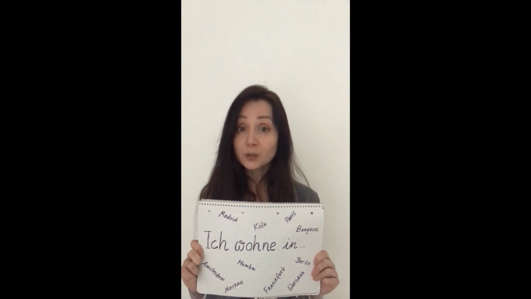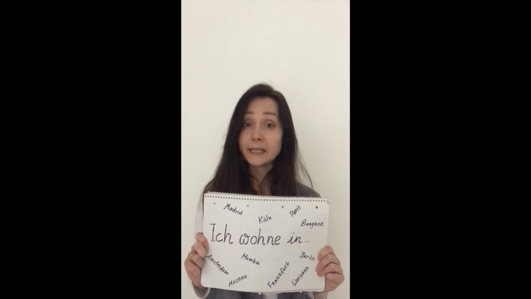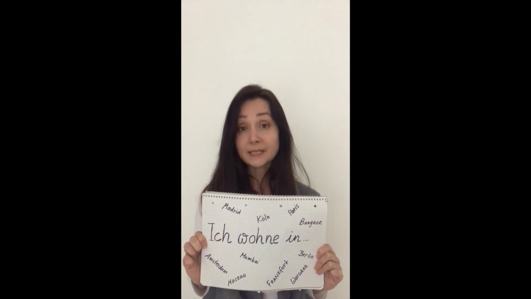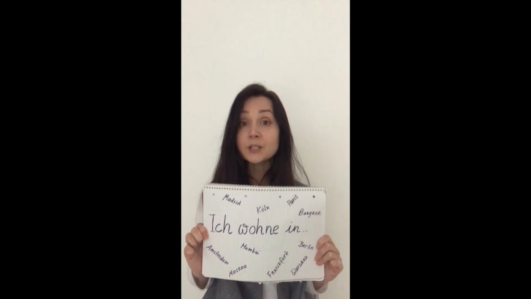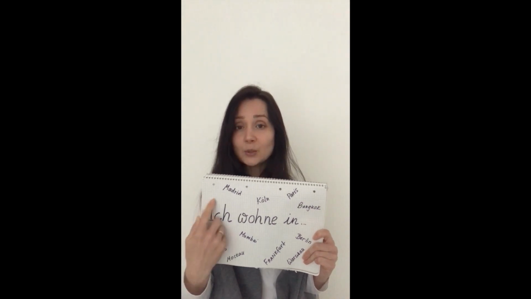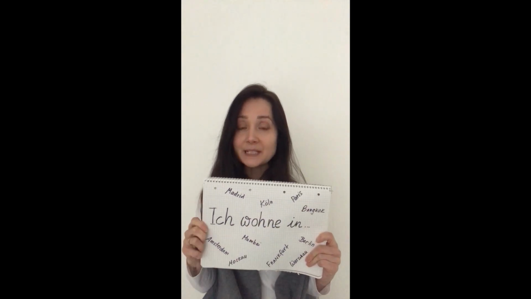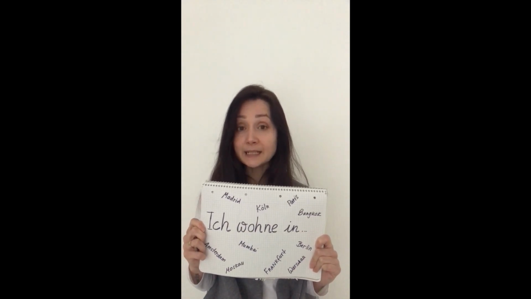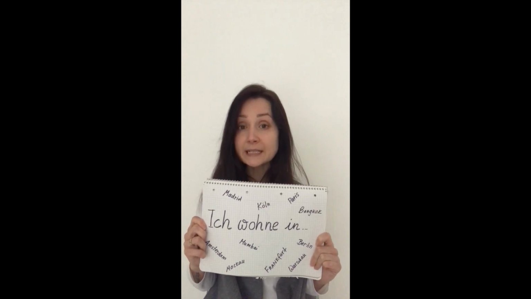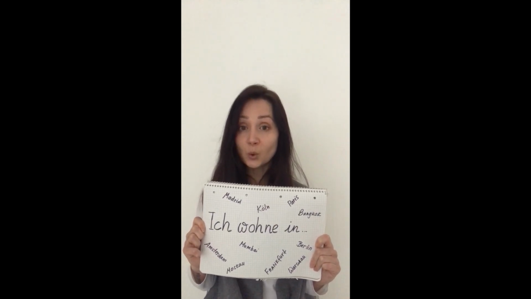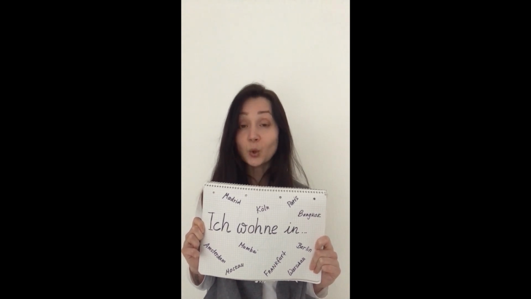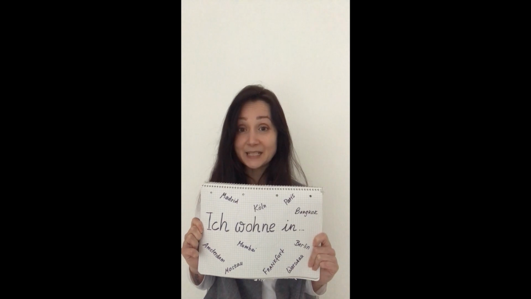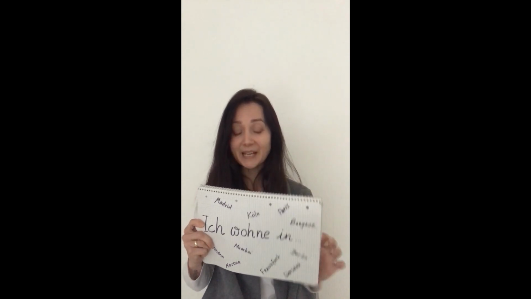Ich wohne in Frankfurt. Ich wohne in Berlin. Ich wohne in Amsterdam. Ich wohne in Madrid. Ich wohne in Zürich. Those are just cities as examples. You can put them at the end of the sentence depending where you live. What is the city you live in? Ich wohne in Köln. I live in Cologne. That's actually my city. Okay.